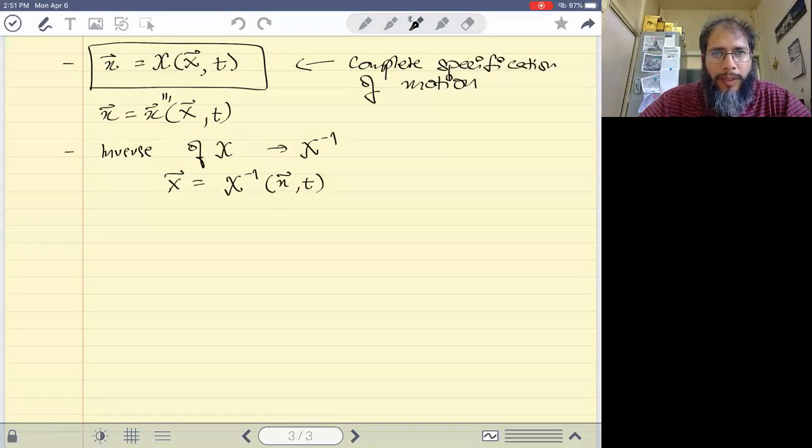So what this says is you give me a spatial location and you give me the current time, and I'll tell you which particle is present at that particular spatial position, or the position of that particle at t equal to 0. So capital X always denotes position at t equal to 0.